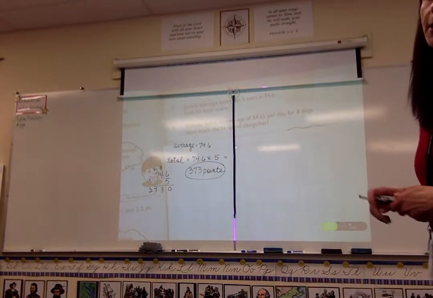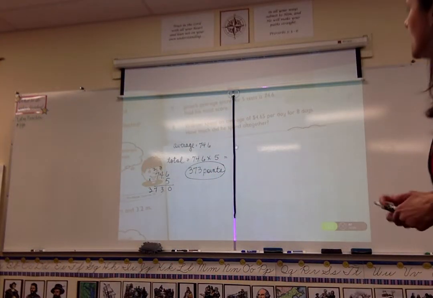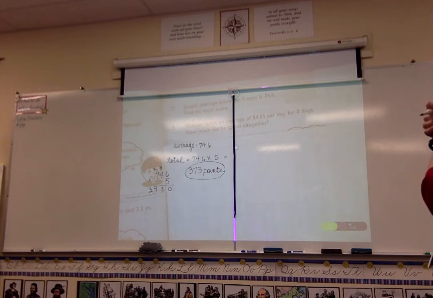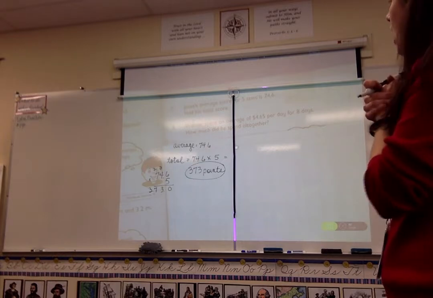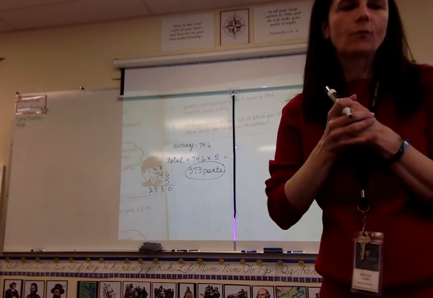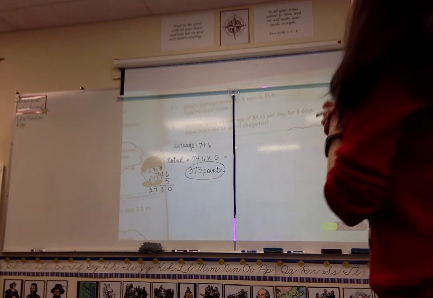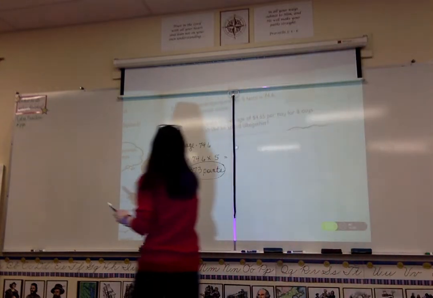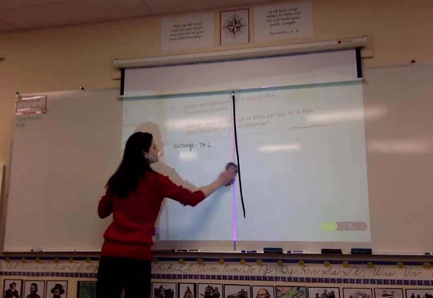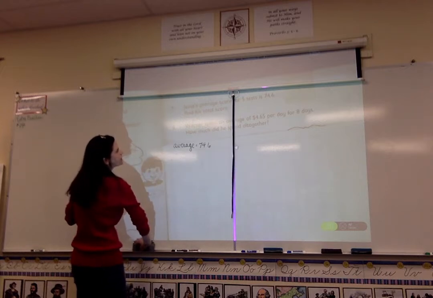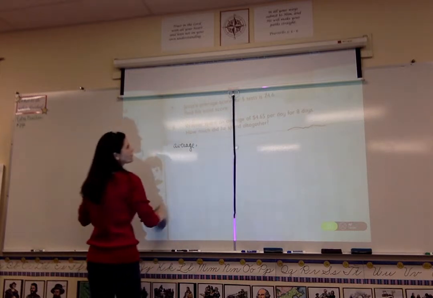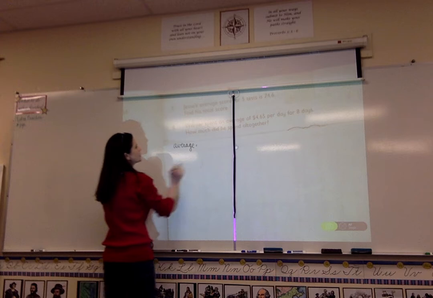Let's look at number 8 on page 41. So number 8 says, Warner spent an average of $4.65 per day for 8 days. How much did he spend altogether? Well, it's pretty simple. We're going to go ahead and take our average, which was $4.65 per day.